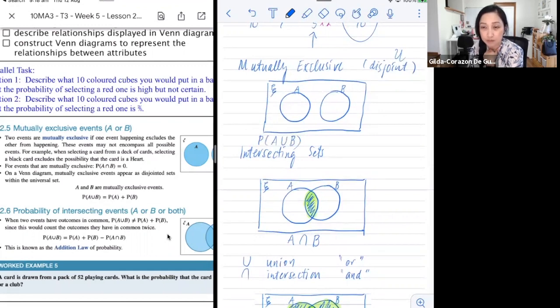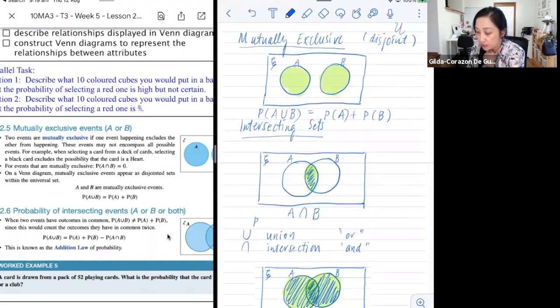If you have the probability of A union B, we're now writing down some important notations here. That's how you read this: probability of A union B equals probability of A plus probability of B. Which makes sense because what you want is all the probability of A and also the probability of B. And there isn't any problem with the intersection here, so you don't have to minus anything, unlike if they are intersecting sets, then your formula would be a bit different.